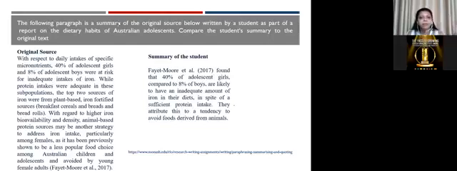Main points ටික අපි එළියට ගන්න ඕනේ. Let's see. With regard to higher iron bioavailability and density, animal-based protein sources may be another strategy to address iron intake. Okay, so I hope you understood the idea. So the main point is the importance of animal-based protein sources to address iron deficiency. So that is the main point of this whole thing.